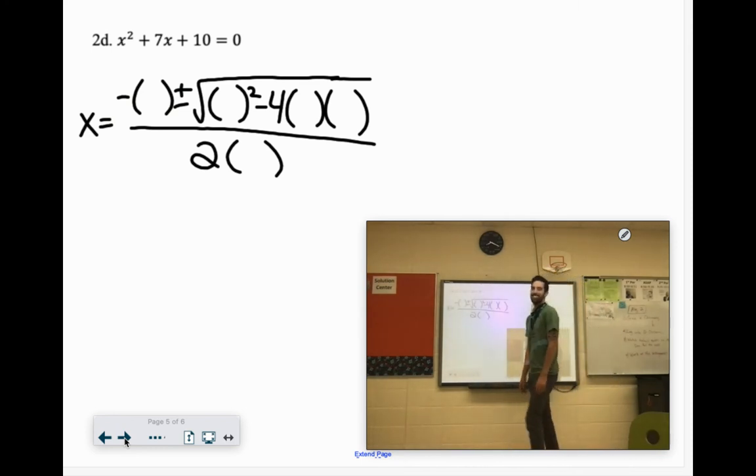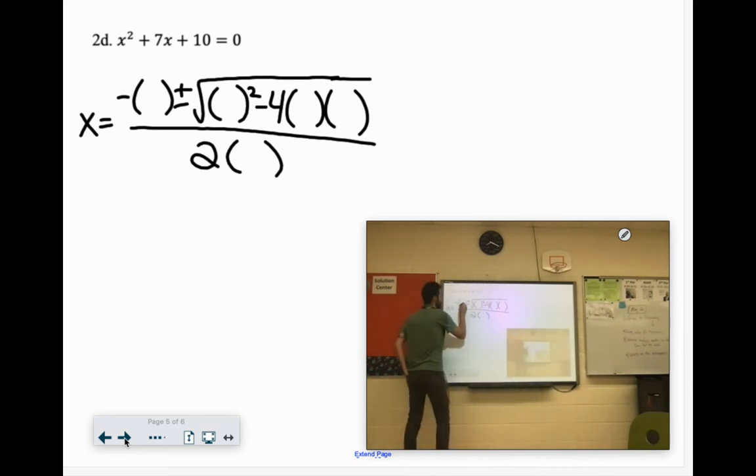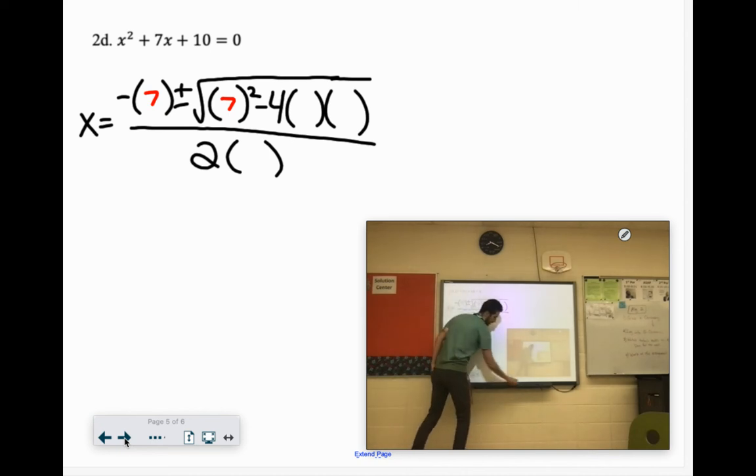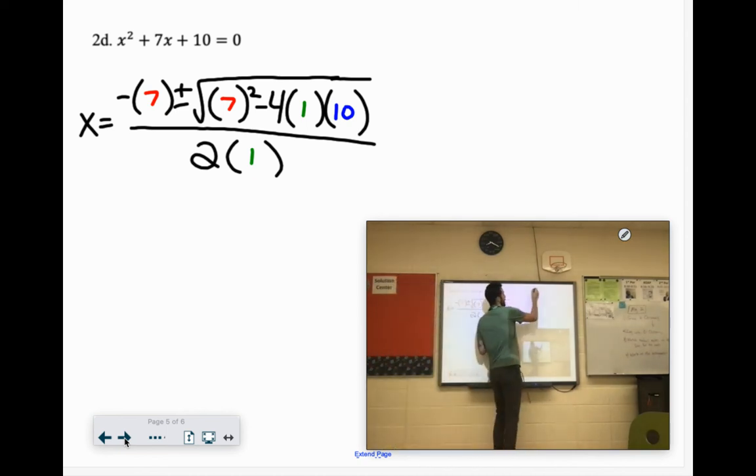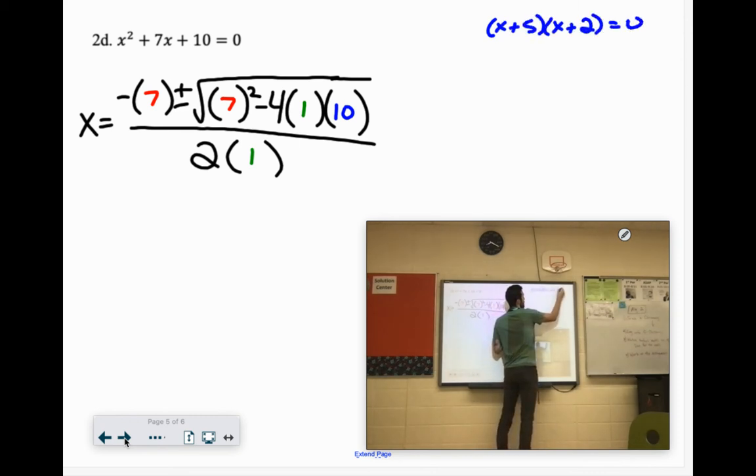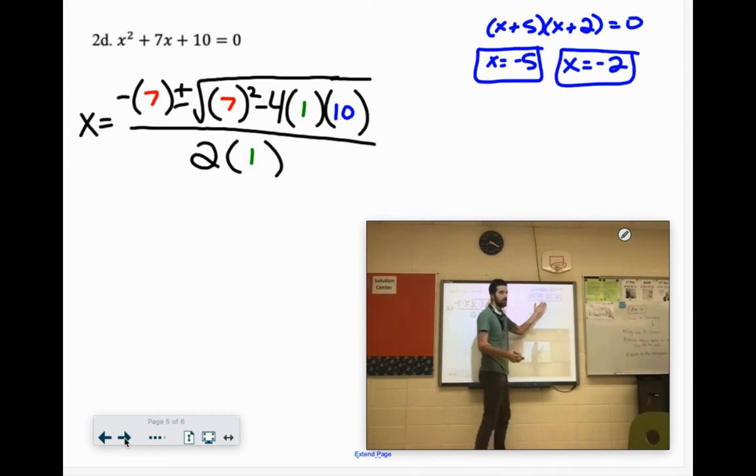2D or not 2. All right, B is 7, A is 1, and C is 10. Now, look at that problem. That's very factorable. Factors of 10 that add up to 7 would be 5 and 2. X plus 5 times x plus 2, which would give us x equals negative 5 and x equals negative 2. Look at that amount of work.